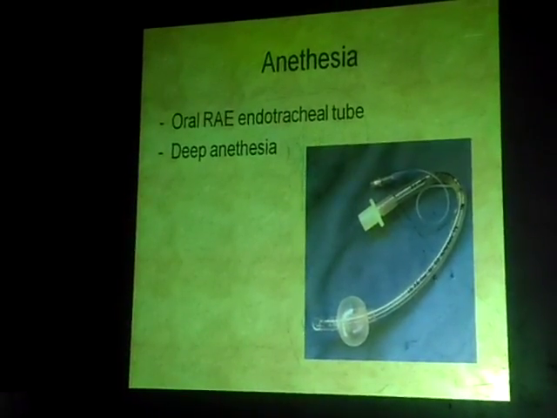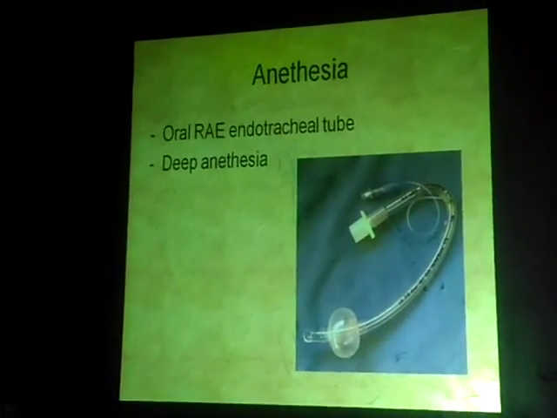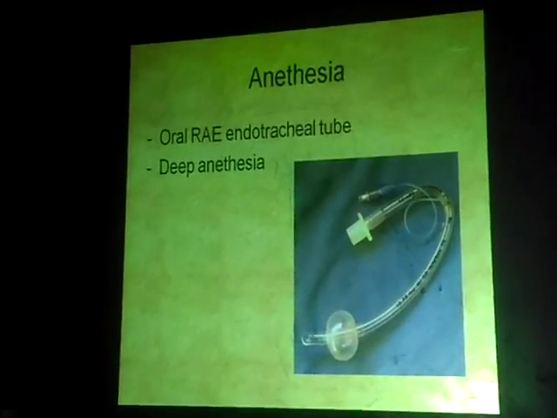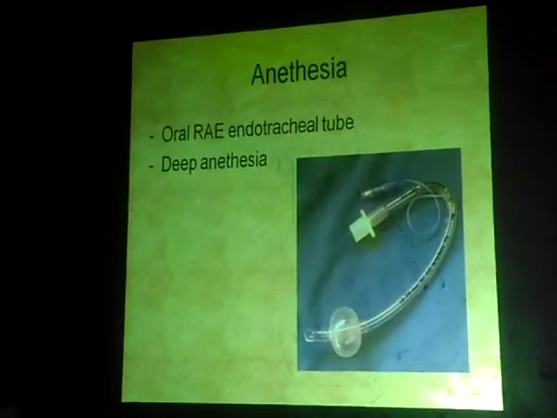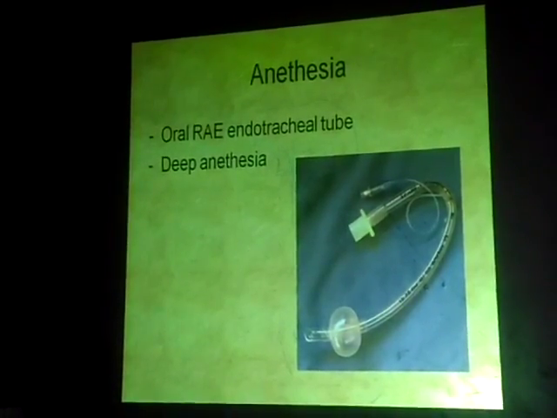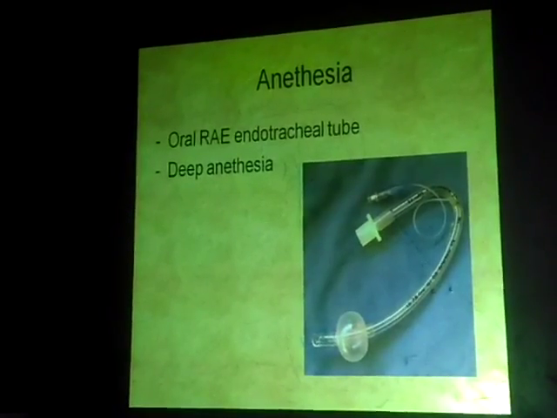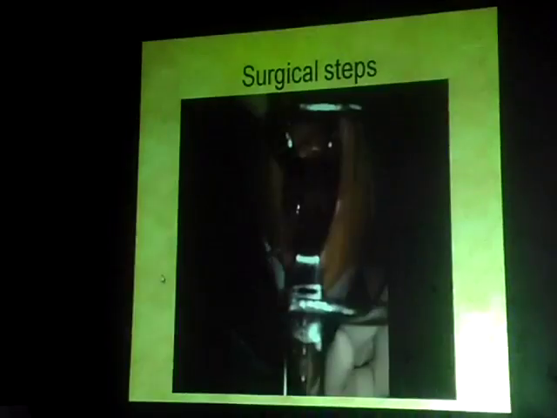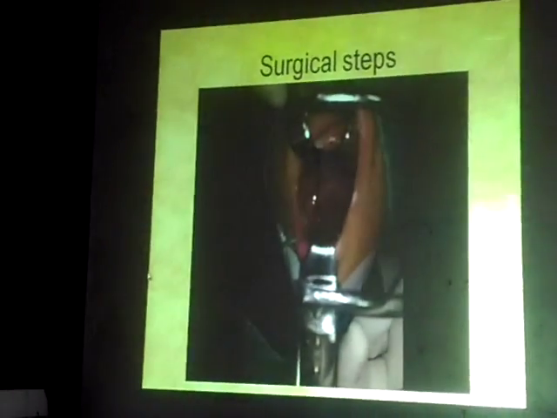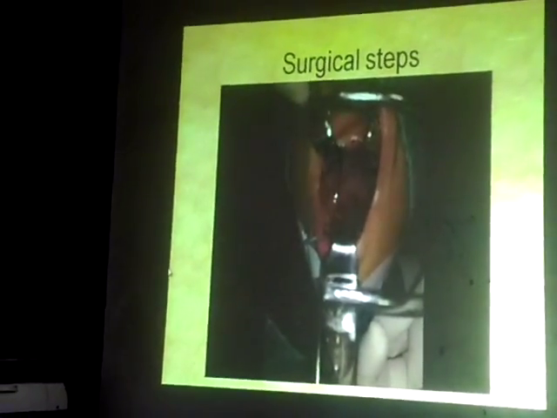Also, another important point is that always do the surgery under deep anesthesia. Do not do the surgery under light anesthesia. If the anesthesia is light and the patient is swallowing, the muscles will be contracting, and then you are going to injure them, and then you will have post-tonsillectomy or post-adenoidectomy bleeding. So always ask your anesthesiologist to keep the patient in deep anesthesia. Now about the surgical steps, this is the way how I do it.